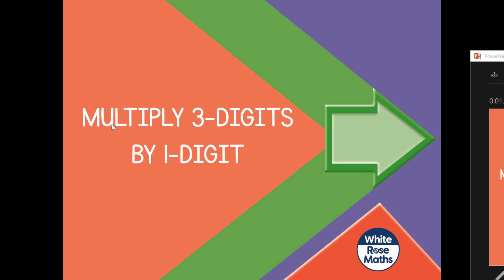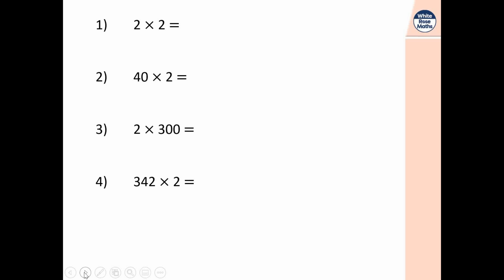Let's begin today then with our topic, which is multiply 3 digits by 1 digit. Last time we were multiplying 2 digits by 1 digit. Let's have a look. Okay, let's start with some little activities to get the brain working.